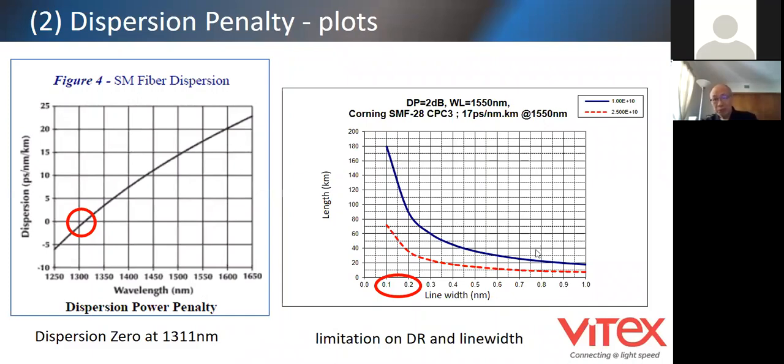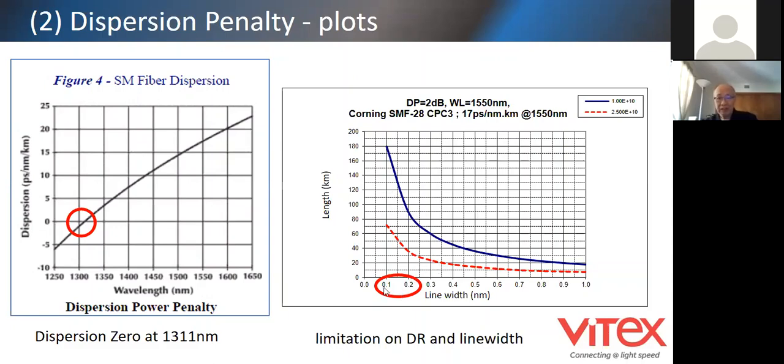This one in blue is the 10G curve. So this one is the 25G curve. Plot again with the center fiber, operating at 1550 with the dispersion of 2 dB, and you can see the 17 picoseconds dispersion is pretty standard.